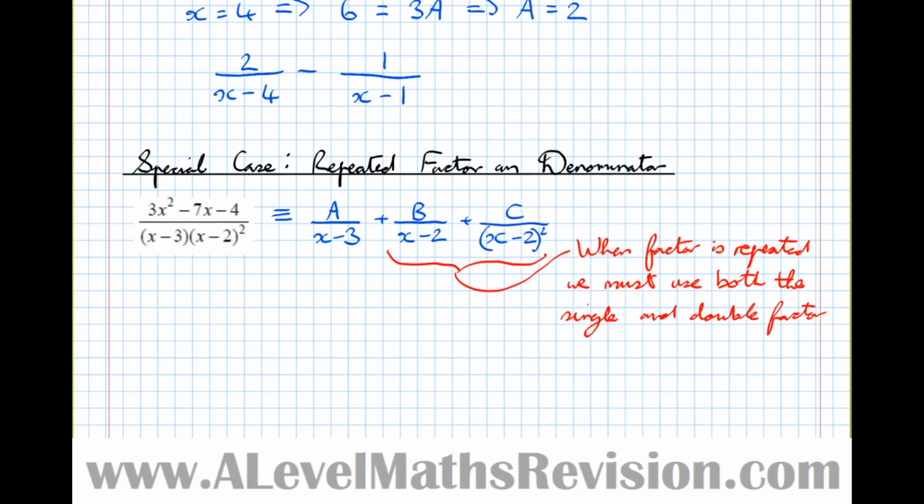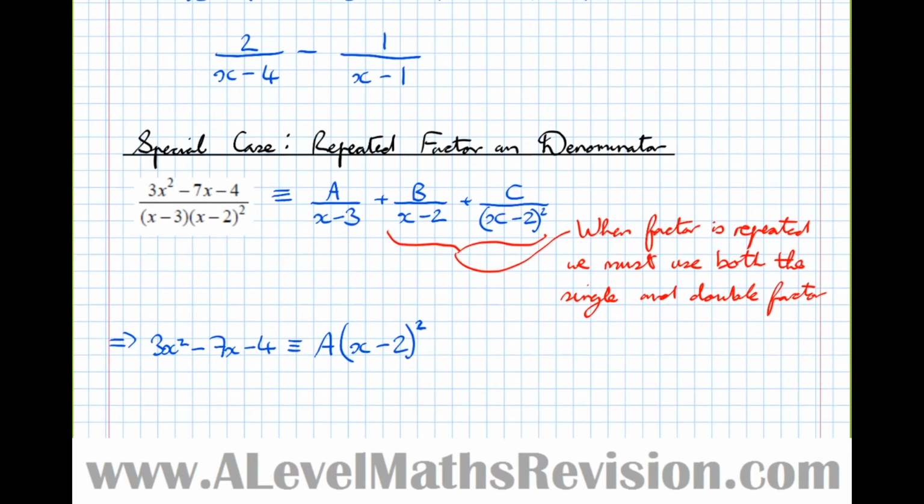Right, so now multiplying both sides by the denominator, we get 3x squared minus 7x minus 4 is identical to a, I think I'm going to run out of room here, I'll move that down a little bit, identical to a, and the x minus 3's cancel to give (x minus 2) squared. One of the x minus 2's cancel to give b(x minus 3)(x minus 2). And then both x minus 2's cancel to give plus c times (x minus 3).